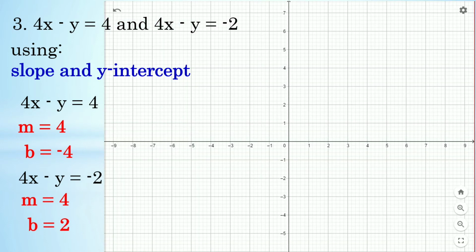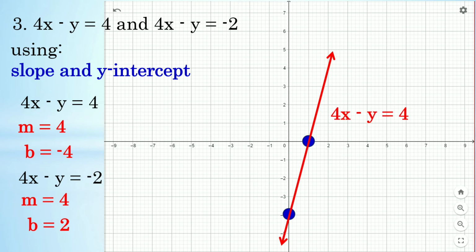So, i-plot natin. Sa first equation, ang y-intercept ay negative 4. So, ito siya. And then, ang ating slope ay 4. So, bilang tayo 4 pataas, 1 pa kanan. So, 1, 2, 3, 4, 1. Yan. So, ito yung graph ni 4x minus y equals 4.